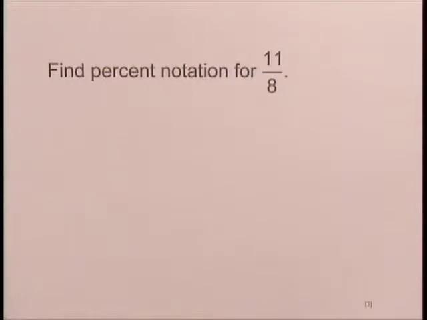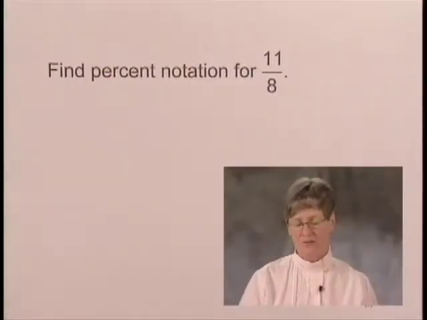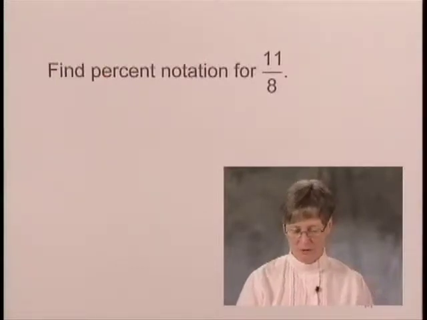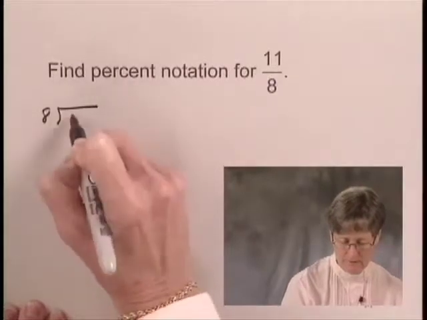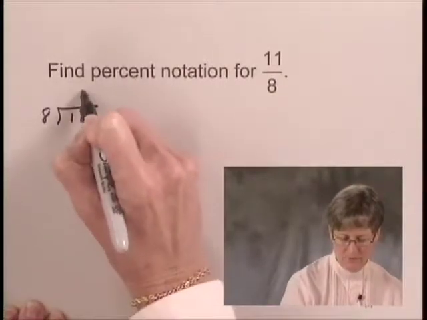In this exercise, we'll convert fraction notation to percent notation. We'll find percent notation for 11 over 8. And the first thing that we'll do is to divide to find decimal notation for 11 over 8. We'll take 8 into 11. 8 goes into 11 one time.